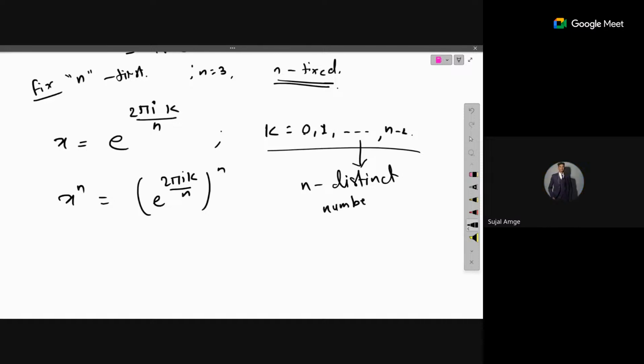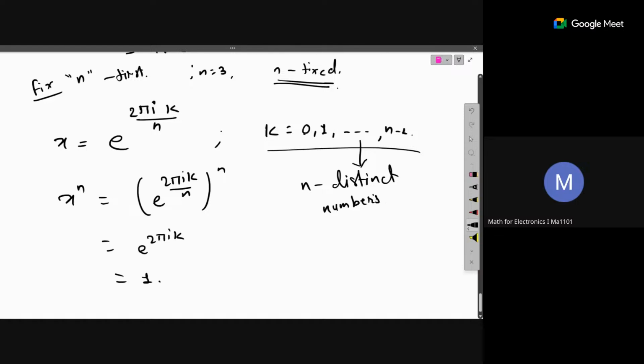Because if you take k equals n also, that will be the same as taking k equals 0, and so on. So if you compute x to the power n, then this is the same as e to the power 2 pi i k, and we know that this value is nothing but 1. So these are all the x which we need.